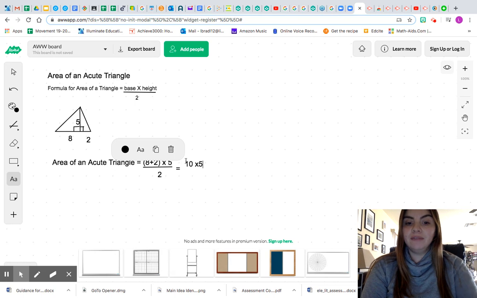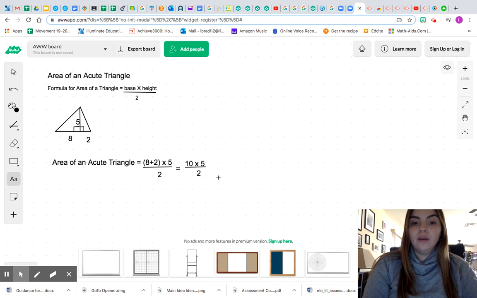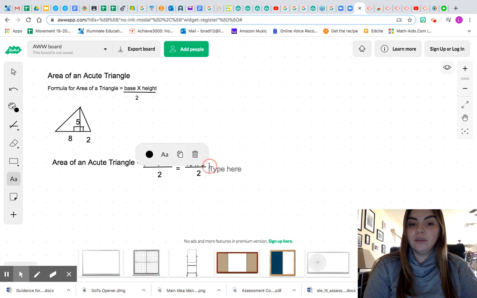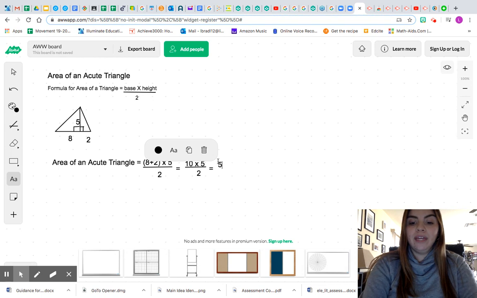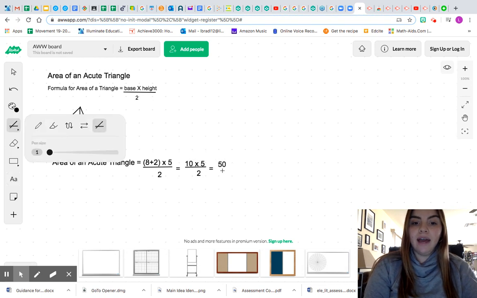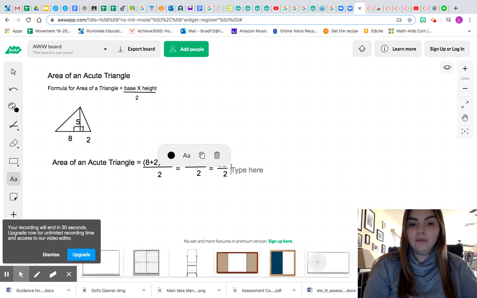And then we're going to bring everything else over. So then we have times 5, and then we have divided by 2. So our next thing we're going to do is multiplication, and then we're going to do this last step of division. So this one here, 10 times 5, we would get 50, and then we still have divided by 2. So then you have 50 divided by 2, and we know that that is going to equal 25.